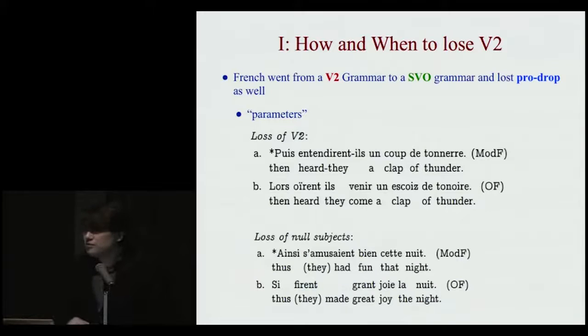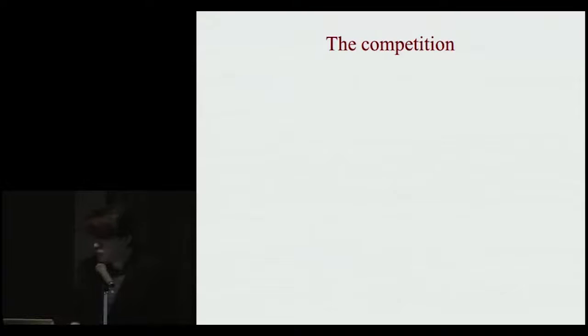Okay, so here's a well-known, very well-studied case in historical linguistics that has to do with the change of word order in the history of French. French was a V2 language, no longer a V2 language nowadays, so that's modern French, not okay. Old French is okay. And also Old French was a null-subject language, it was a pro-drop language. It's no longer the case now. So we'd like to know why it changed. What's the competition here? It went from a V2 grammar to an SVO grammar. So these are the two variants that are in competition.